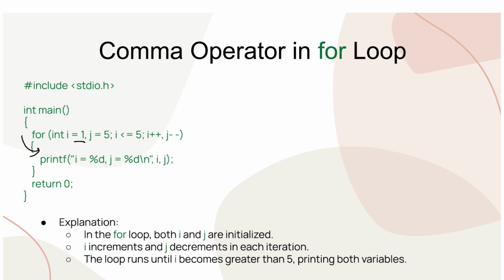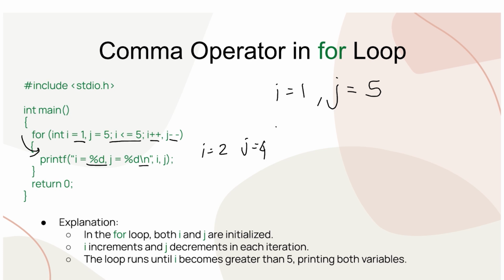It is going to enter the block. It says to print i equals to. What is the value of i currently? 1. Print it on the screen. Then comma, j equals to. What is the current value of j? 5. Yes, print it. Now backslash n says take the cursor to the next line. Now the value of i is incremented and j is decremented. So i's value is becoming 2 and j's value is becoming 4.